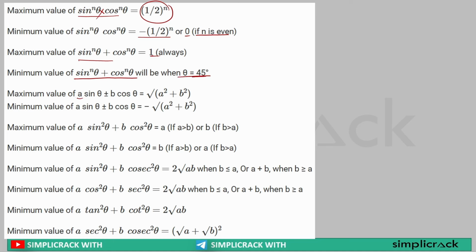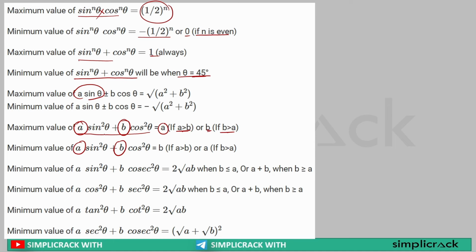Now maximum value of a sin theta plus b cos theta is equal to square root of a square plus b square. A sin theta minus b cos theta is equal to the same. Minimum value is minus of this value. Clear? Sorted? Maximum value of a sin square theta plus b cos square theta is a if a is greater than b, or b if b is greater than a. So whichever coefficient is greater, it will be the maximum value. In case of minimum, whichever coefficient is smaller, it will be the minimum value.